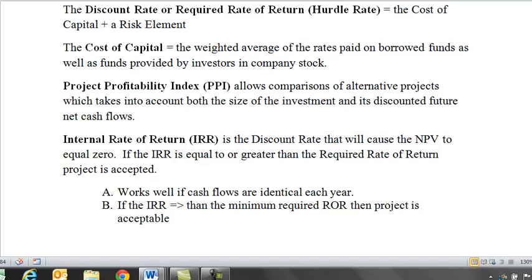Another method is the internal rate of return, or the IRR. This is the discount rate that will cause the net present value to equal 0. If the IRR is equal to or greater than the required rate of return, the project is accepted. It works well if cash flows are identical each year. And again, if the IRR is equal to or greater than the minimum required rate of return, then the project is acceptable.